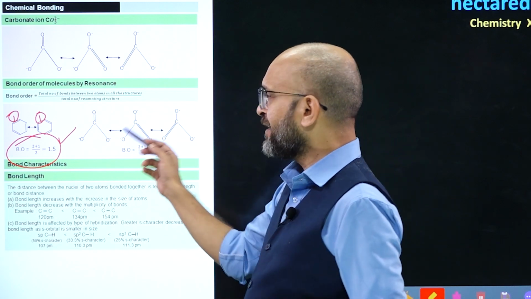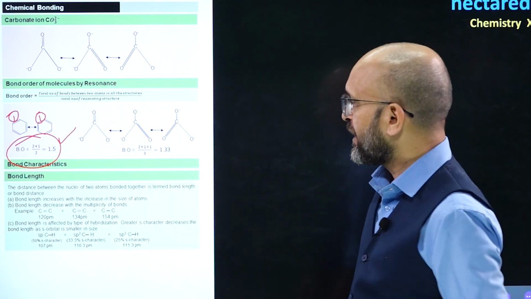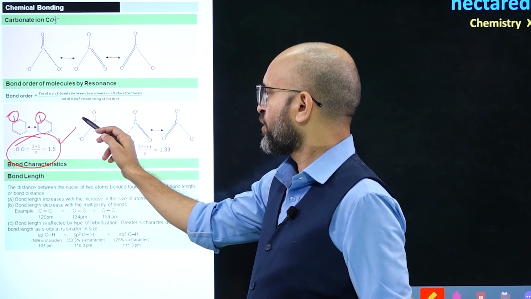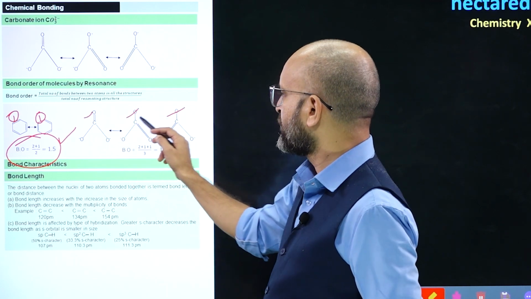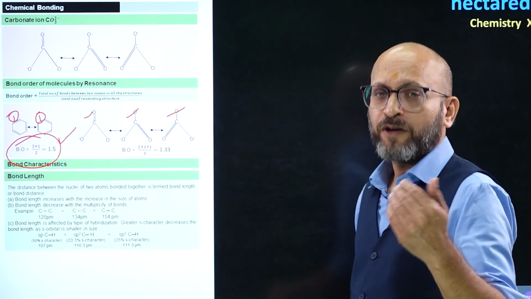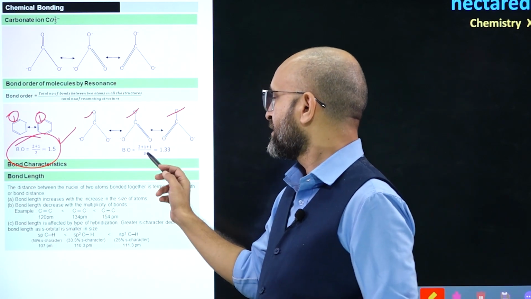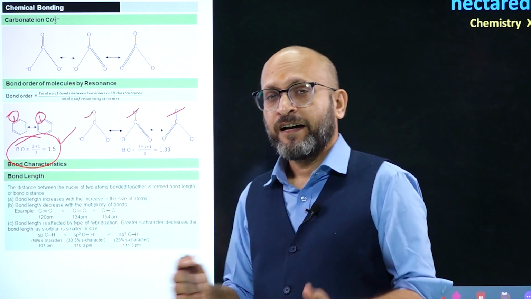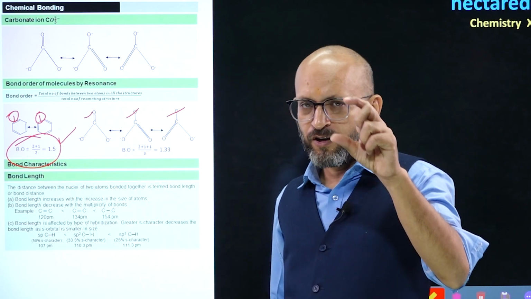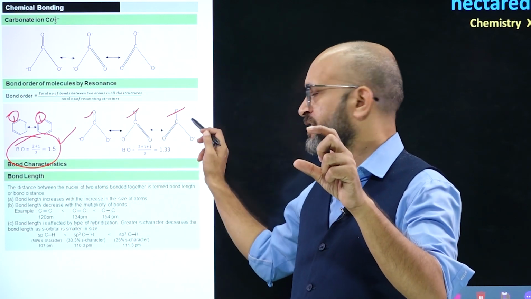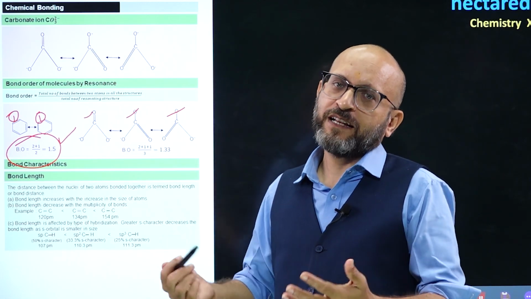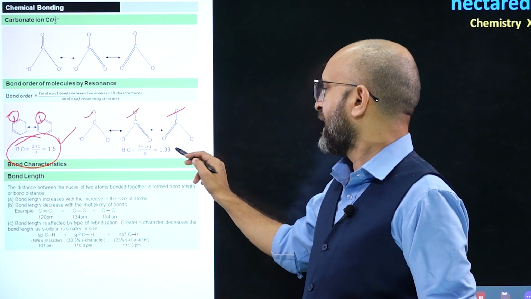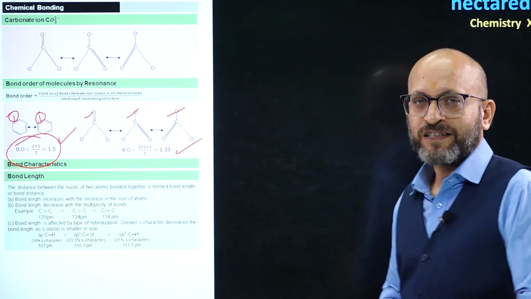Similarly, in the carbonate ion, let us pick up this bond, this bond, this bond, this bond. Now the number of bonds 2 plus 1, divided by the number of resonating structures, which is 3. So the number of bonds in all resonating structures for a particular bond, 2 plus 1, divided by the number of resonating structures, that is 3. So you get the value of bond order as 4 by 3, that is 1.33.